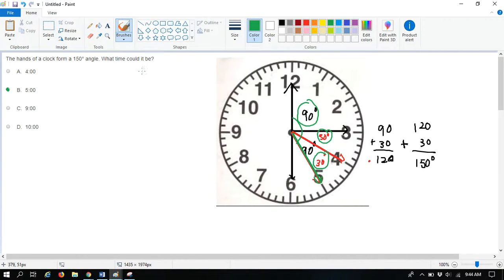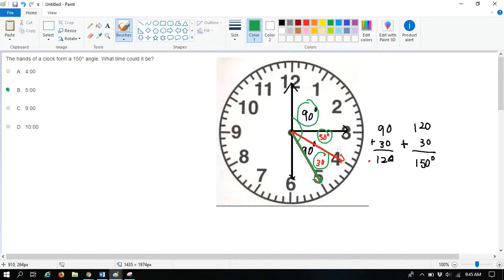This one was asking if we have the hands of a clock that form a 150-degree angle, what time could it be? So the first thing I did was split the circle in half. I drew a 6 o'clock, so hour hand on the 6 and minute hand on the 12. If I cut a circle in half, that's 180 degrees. Then I drew a perpendicular line intersecting that one so I could cut my 180 degrees into two 90-degree angles. So I know I'm looking for 150 degrees. Here's 90 where it's 3 o'clock.